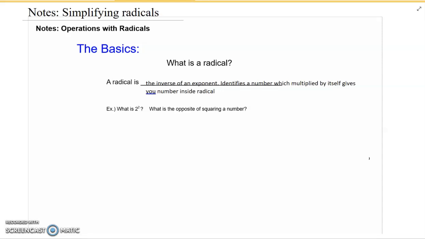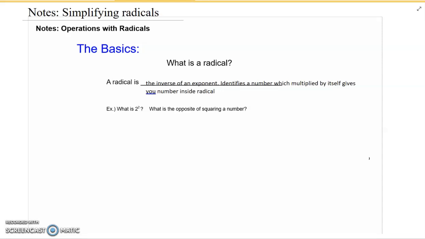Today, we're going to talk about simplifying radicals. So to get started, some basic vocabulary and ideas we need to know for this. By definition, a radical is the inverse of an exponent. It identifies a number which multiplied by itself is going to give you the number inside of the radical.